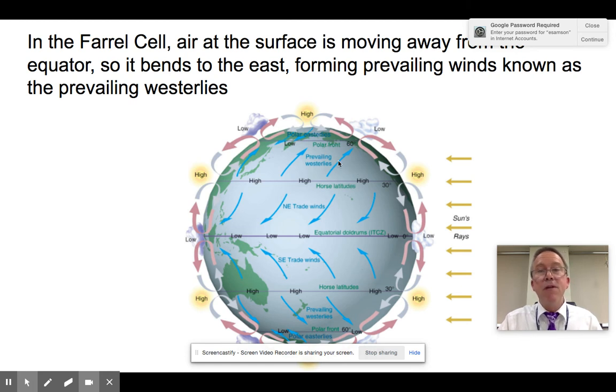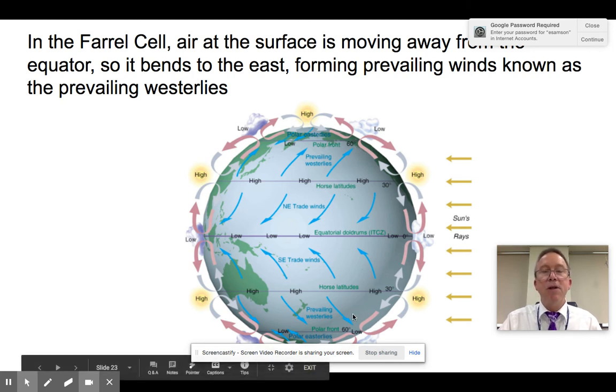So between 30 degrees and 60 degrees, as the air in the Ferrel cell is trying to move away from the equator, it deflects eastward, and it provides us with winds we call the prevailing westerlies.